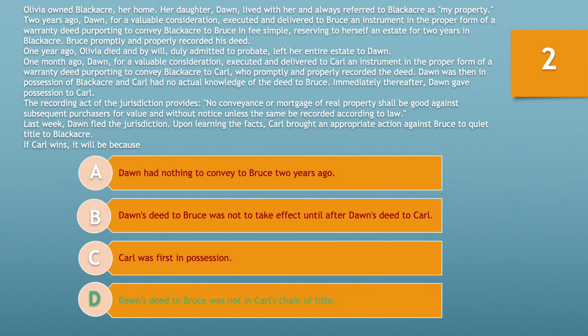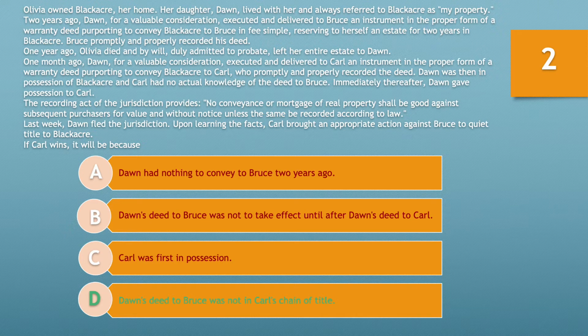Estoppel by deed is a legal doctrine under which a first party who purports to sell real property that the first party does not actually own to a second party must actually convey that property to the second party if the first party later acquires title to that property. In this case, Dawn did not own Blackacre at the time she conveyed it to Bruce. However, when Olivia died and left Blackacre to Dawn, estoppel by deed would have required Dawn to actually convey Blackacre to Bruce. The question stem, however, is asking us if Carl wins.